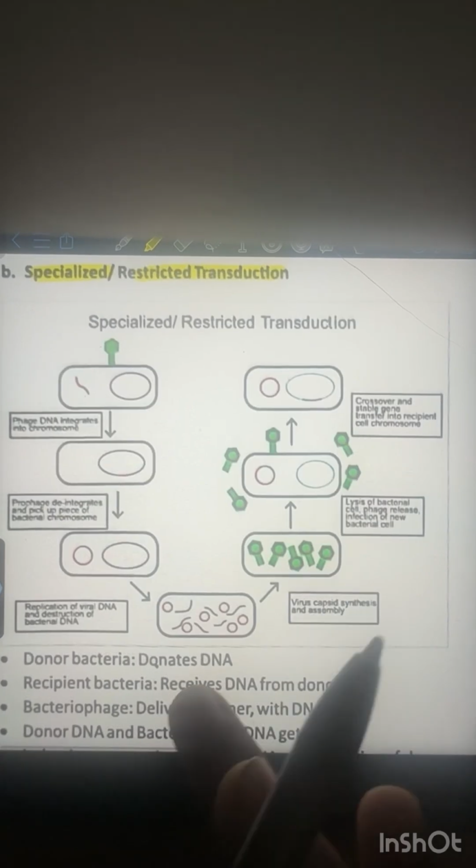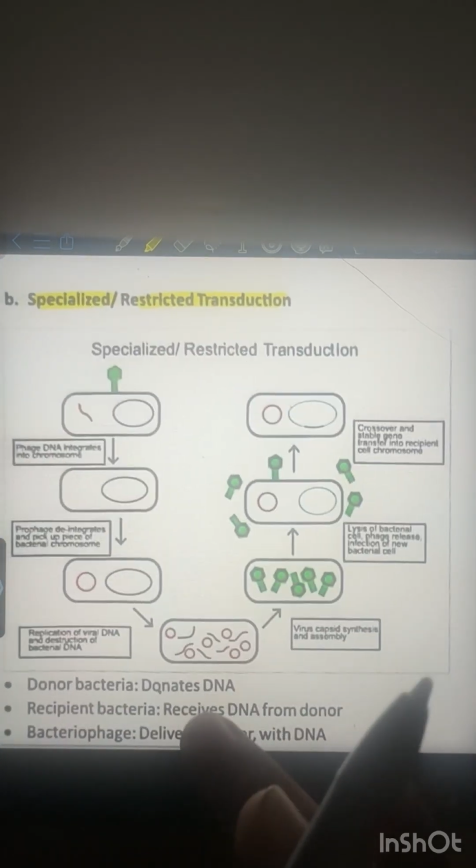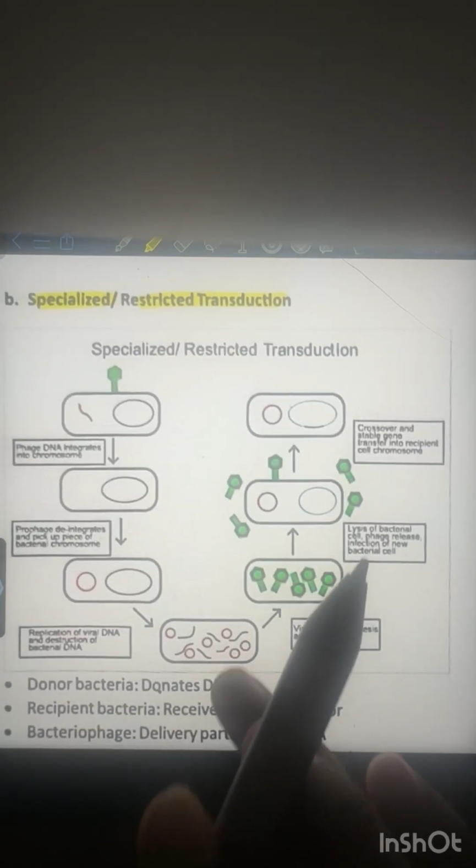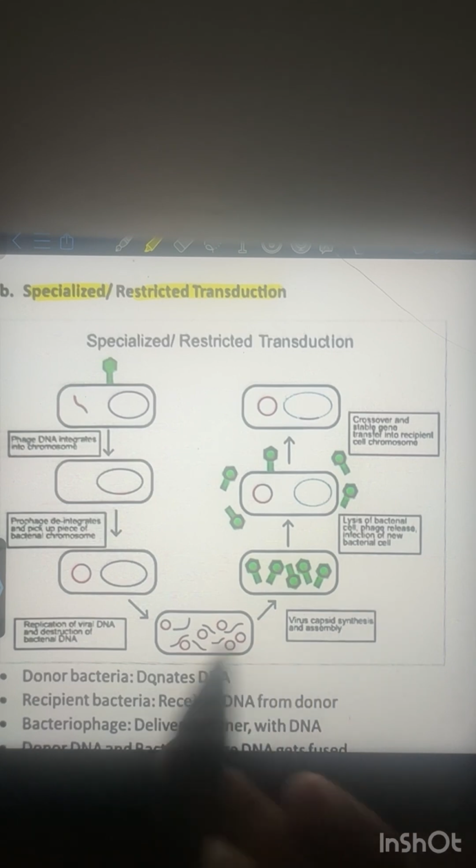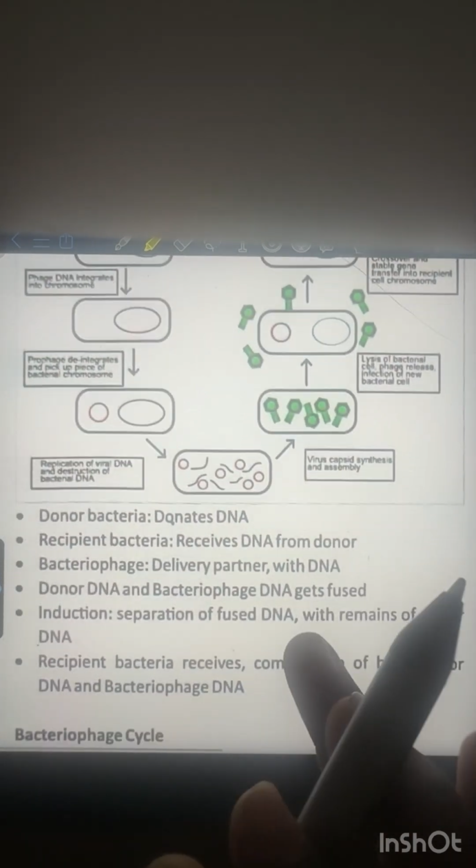What is special? See, the story is still the same. Again, you have a donor bacteria that is present. After that, again, you have a recipient bacteria. Again, you are utilizing the same food delivery app, that is the bacteriophage. The only difference, now let's see what is common.